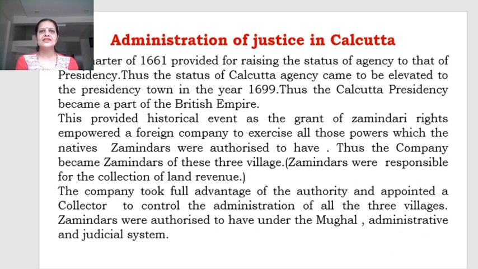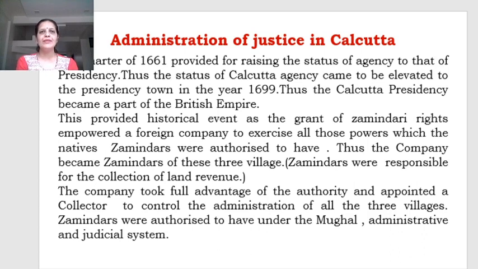The Charter of 1661 provided for raising the status of agency to that of presidency town. So thus, the status of the Calcutta agency came to be elevated to presidency town in the year 1699. Thus, the Calcutta presidency became a part of the British Empire. This was a historical event, as the grant of zamindari rights empowered, for the first time, a foreign company to exercise all those powers which the native zamindars were authorized to have.